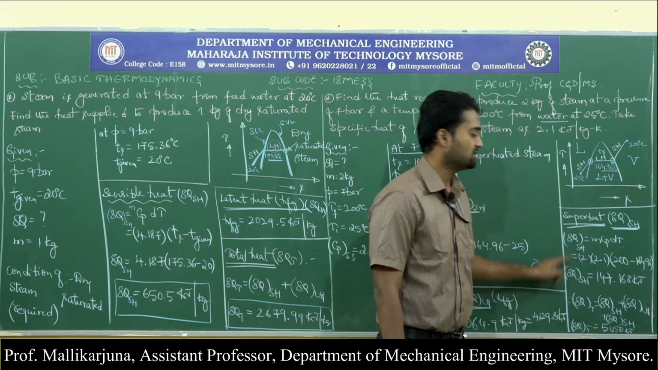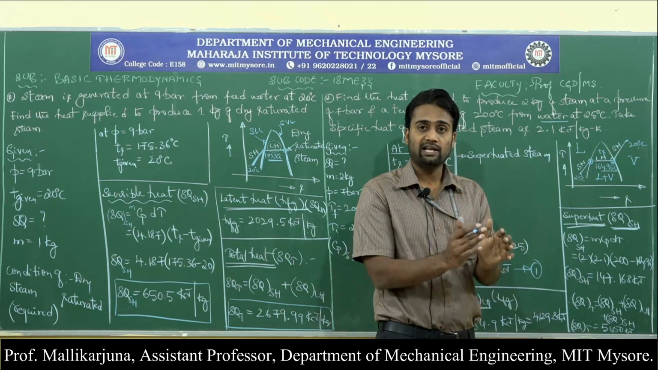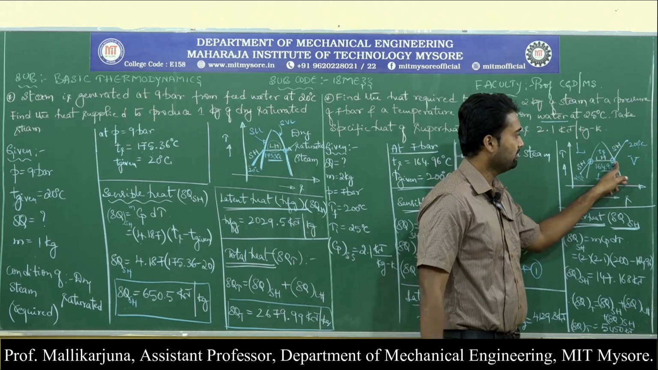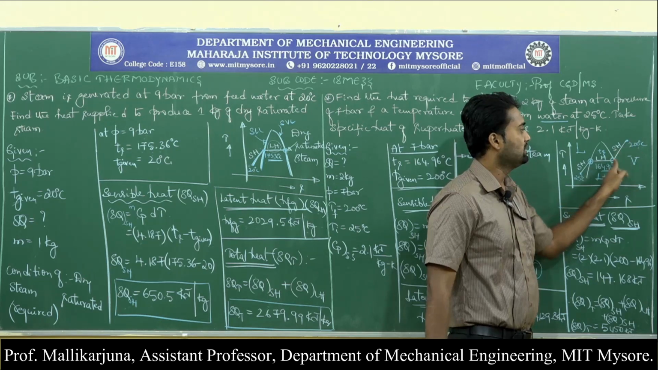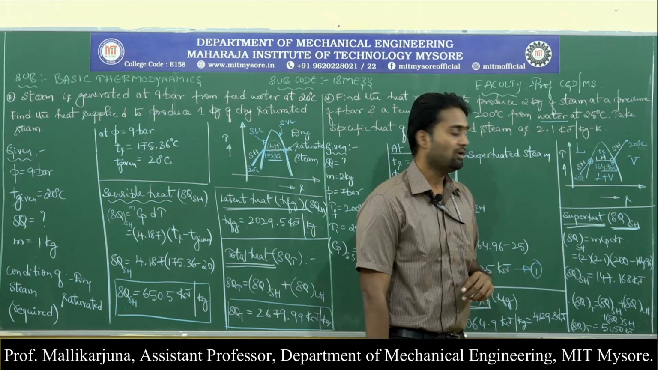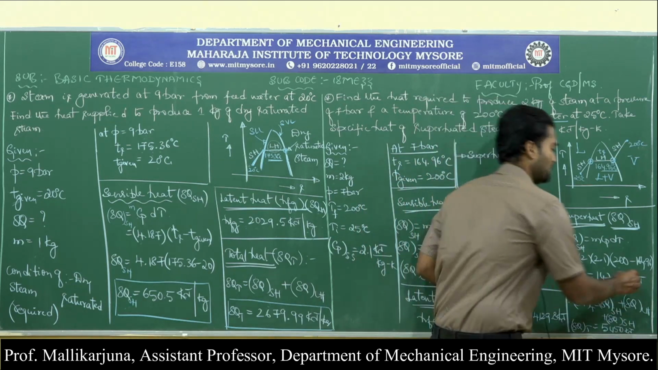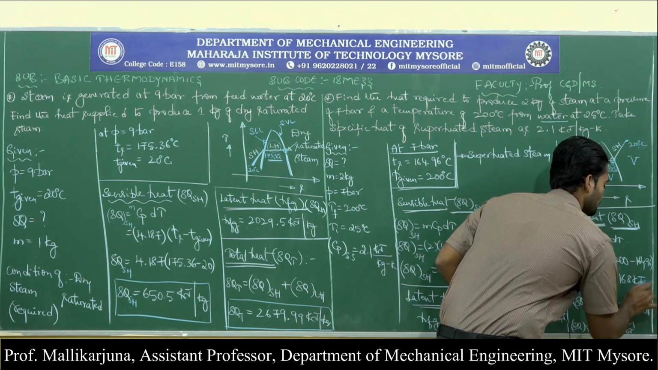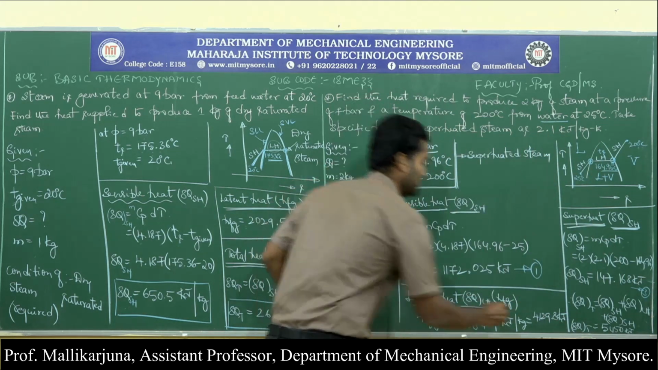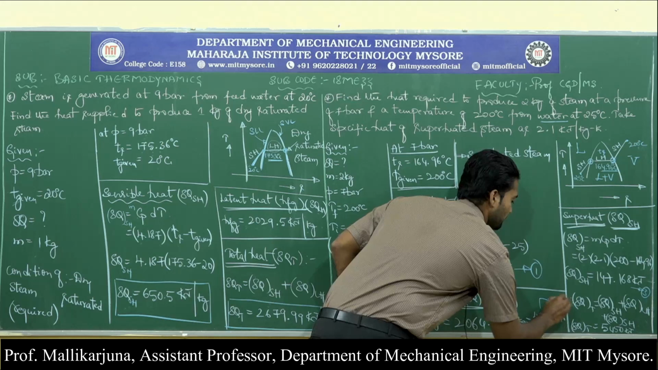So delta Q, which is responsible to take dry saturated steam into its superheated state, which is nothing but the superheat, the value of that is 147.168 kilojoules per kg Kelvin. I will consider this as equation number 3, the value number 3. I will consider this as equation number 2.